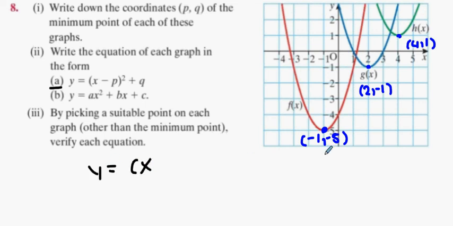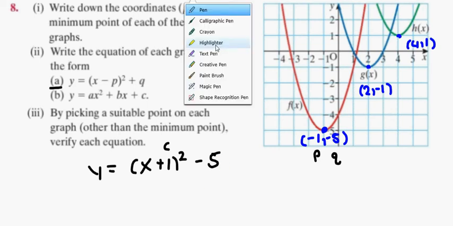Now what's the x value? So what's the p value? P is -1. So what do I need to do there? Minus 1. And what's minus 1? Anybody? Plus 1. So it's x plus 1 squared. And what's the q value? Q value, anybody? -5. Everybody see that?